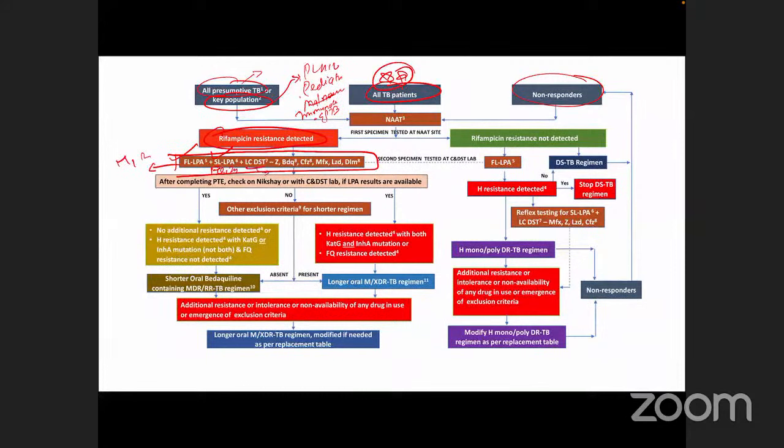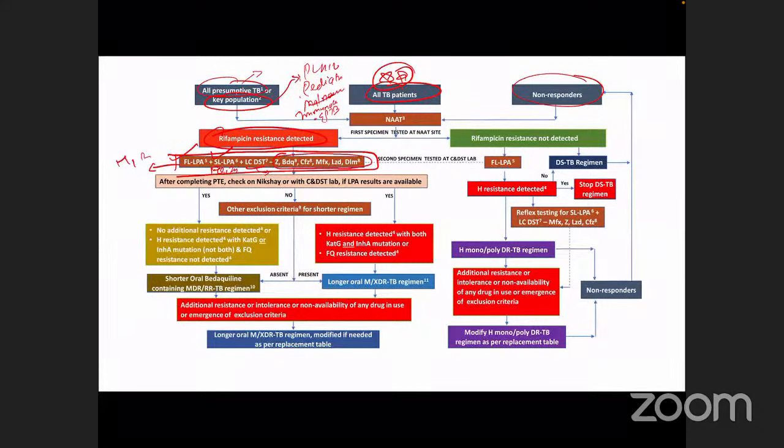LCDST is for other agents. For these agents, you have to go for LCDST. Now, based on these results, we'll decide what treatment the patient should receive: whether it should be a short oral course or a long oral course.